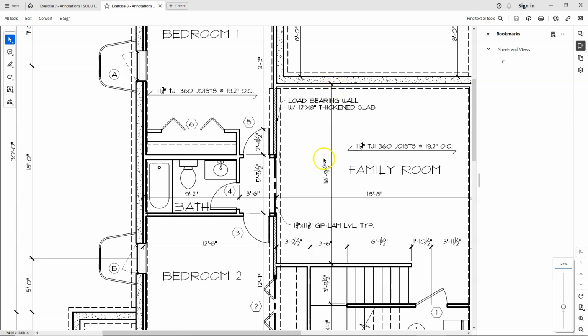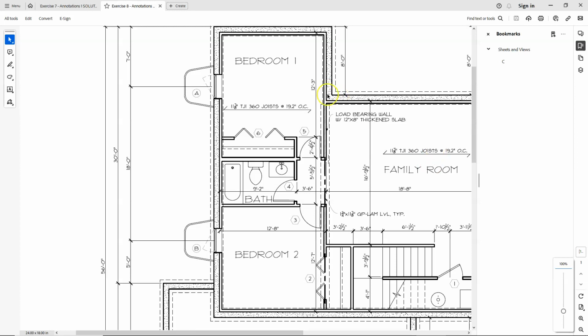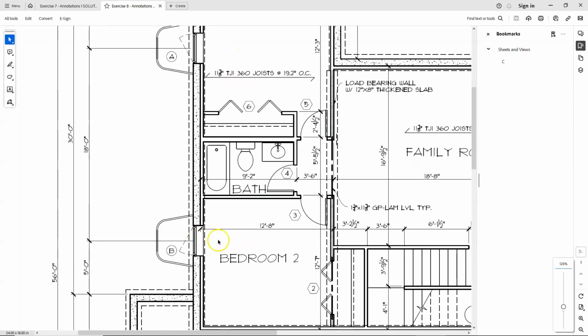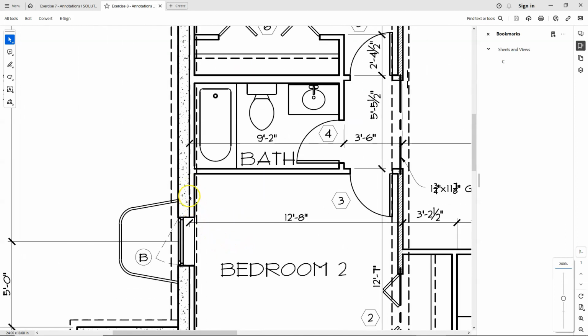And I know that can be a little bit confusing because we drive home the fact that we always start on the outside face on an exterior wall. We just can't do it. It's not physically possible in a basement. So we're going to terminate all of our dimensions at the face of concrete inside.